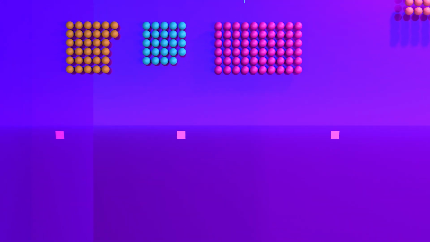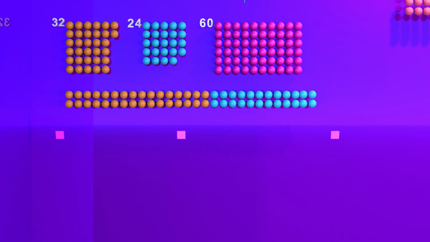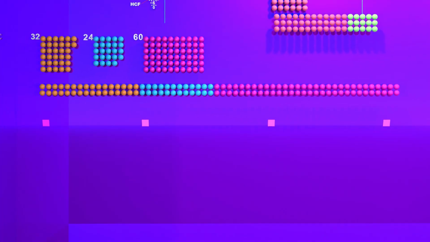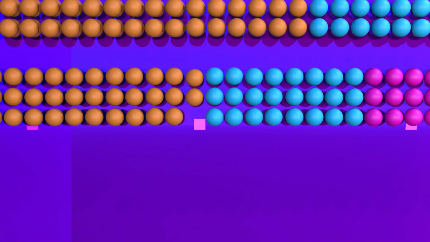We have 32, 24 and 60 balls. Let's put them into groups of 2. So we will get 2 columns and also it is looking very long. This time we will put them into groups of 3. But this is not a complete group because here we have 2 pieces. One ball is missing. We will understand it later why this is happening.